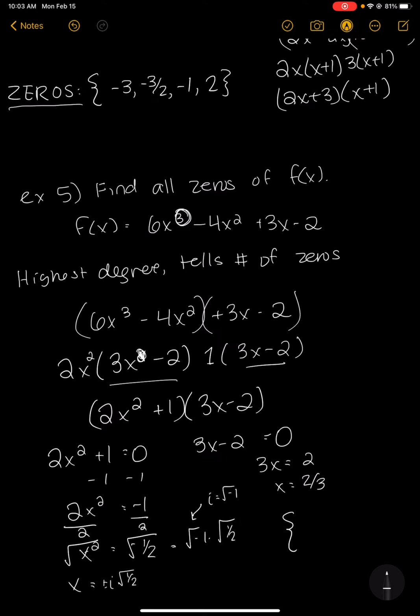So my zeros, I end up with 3 of them. 1 is real, 2 of them are not. And then plus or minus i square root of 1/2 and a positive 2/3.